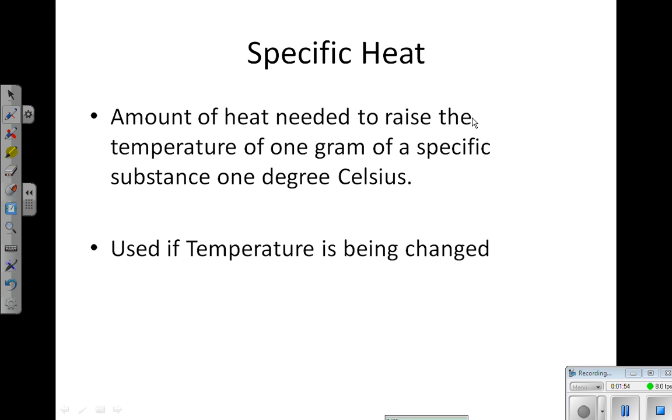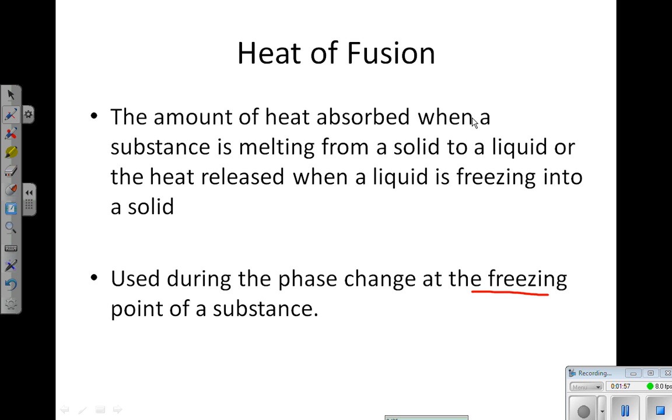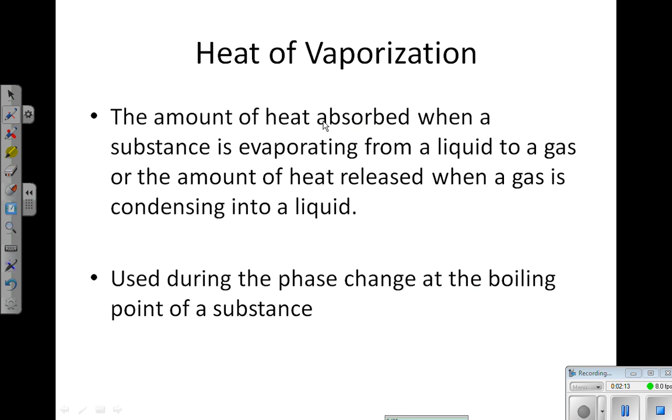So what do we use if we change phases? Well, if we are looking at the amount of heat absorbed when a substance is melting from a solid to a liquid, or the amount of heat released when a liquid is freezing into a solid, we will use heat of fusion. If we want to know the amount of heat absorbed when a substance is evaporating from a liquid to a gas, or the amount of heat released when a gas is condensing into a liquid, we will use the heat of vaporization. Heat of vaporization is the phase change at the boiling point. Heat of fusion is the phase change at the freezing point.